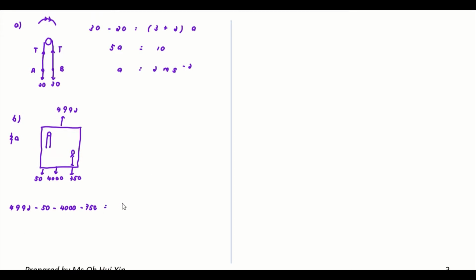Then equal to the total mass that we have, 5 kg from the pulley system, 400 from the lift, and then 75 from the person. Then the acceleration is what we want to find. Okay, so from here we can get 480a equals 192. So the acceleration is equal to 0.4 meters per second squared. Okay, so this is the acceleration when it's moving upwards.